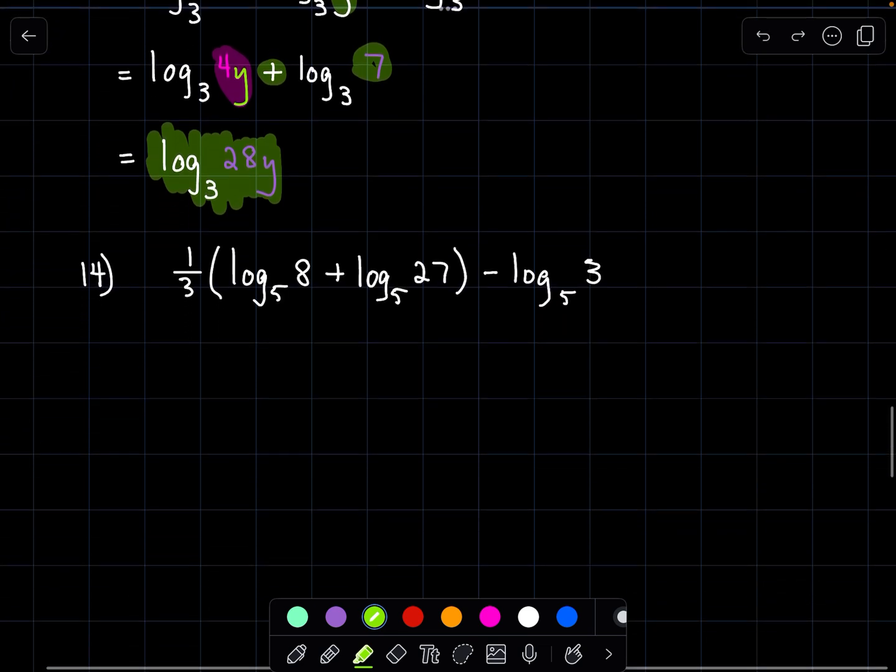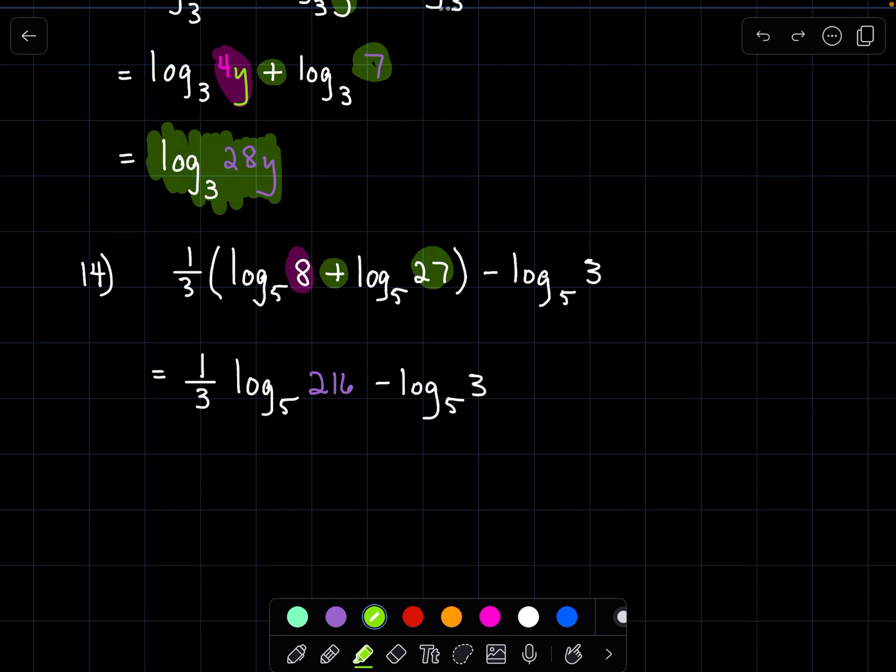All right, another example. 1/3 times the sum of log base 5 of 8 and log base 5 of 27 minus log base 5 of 3. Well, this time we do have some parentheses, so let's focus on the operations that occur inside of there. That operation is a plus sign, so that tells me we need to apply the product property, the product between 8 and 27. And when we condense that down, we still have the 1/3 out in front, but 8 and 27 would make 216 when you multiply. However, we still have the minus log base 5 of 3.